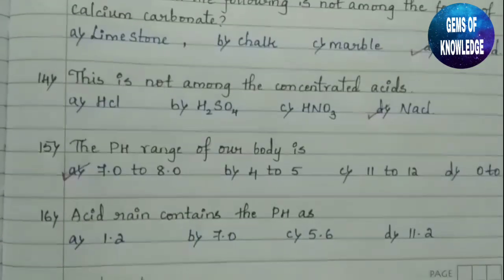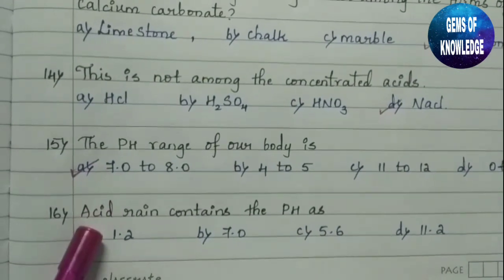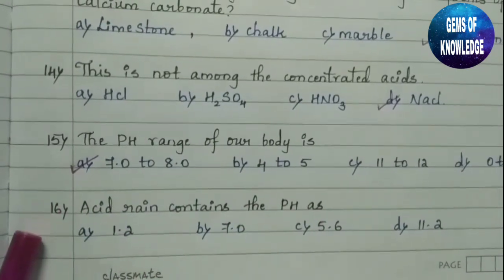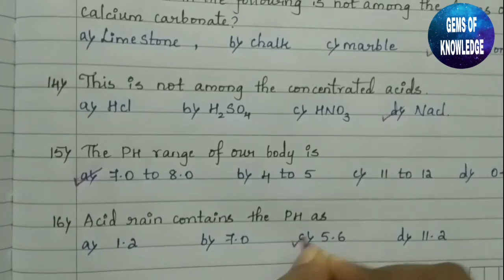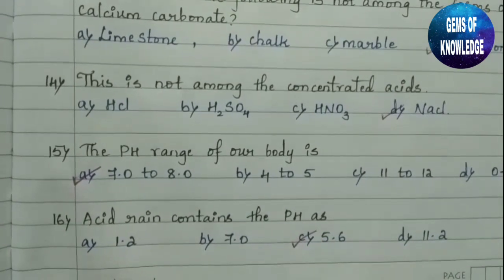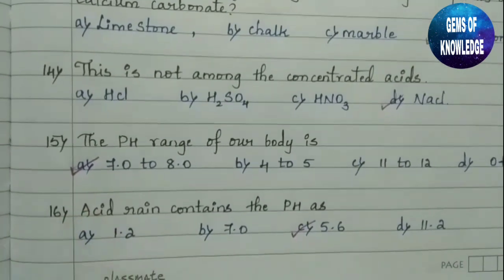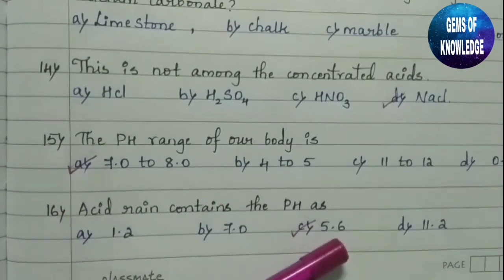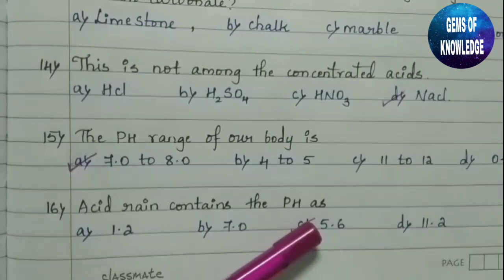Okay. Next, acid rain contains the pH as. So you can see acid rain has the pH as 5.6. Okay, so it is the exact value which has been mentioned in your textbook, that acid rain contains the pH value to be 5.6.